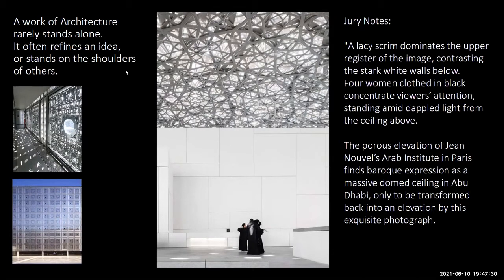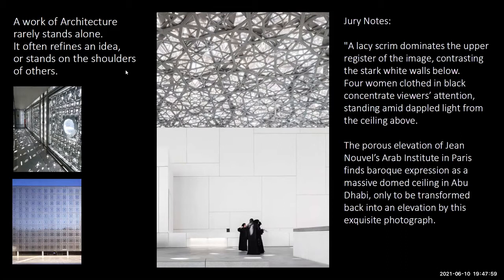But the jury then puts this in context because it says a lacy scrim dominates the upper register of the image, contrasting the stark white walls below, where 4 women clothed in black concentrate the viewer's attention, standing amid dappled light from the ceiling above. The porous elevation of the Jean Nouvel's Arab Institute in Paris finds Baroque expression as a massive dome ceiling in Abu Dhabi, only to be transformed back into an elevation by this exquisite photograph.